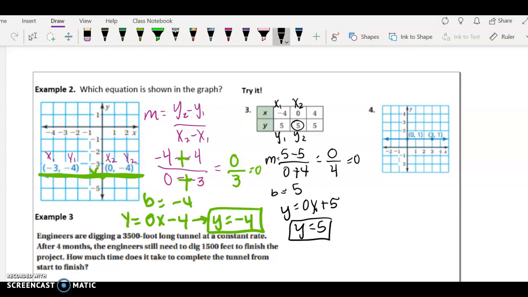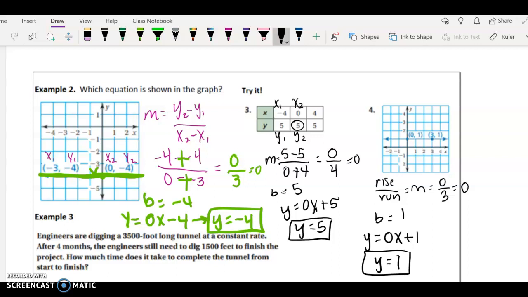For the second one, we don't rise because we have rise over run for our slope. So I don't rise any, so I rise 0, and I run 1, 2, 3, but it turns out my slope is still just 0, because 0 divided by 3 is 0. And then my b term, where it crosses the y-axis, is at 1. So my equation is y equals 0x plus 1, which is the same as y equals 1.